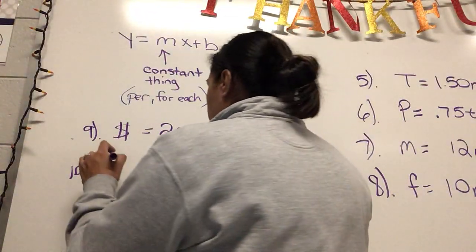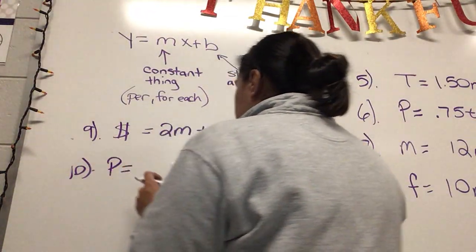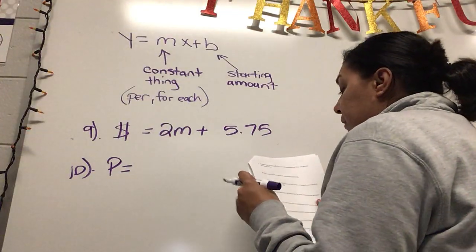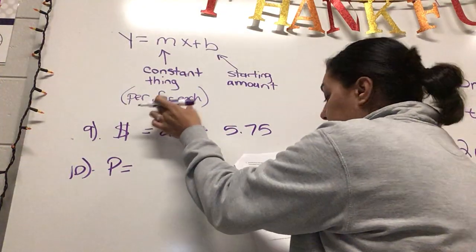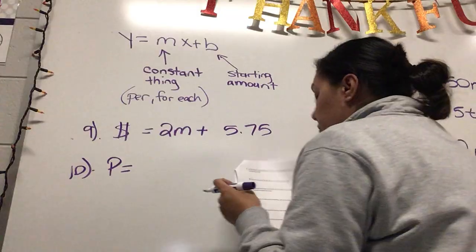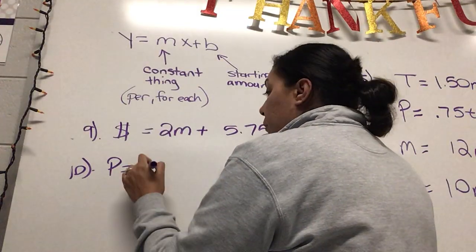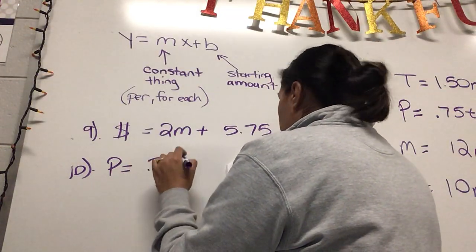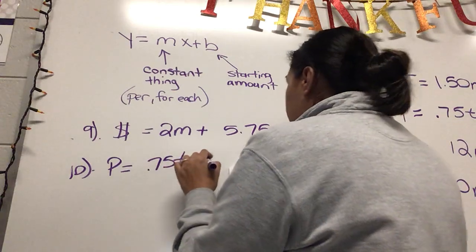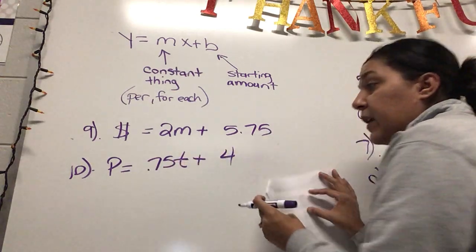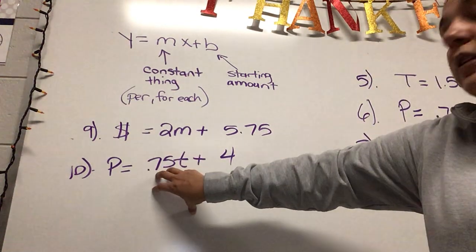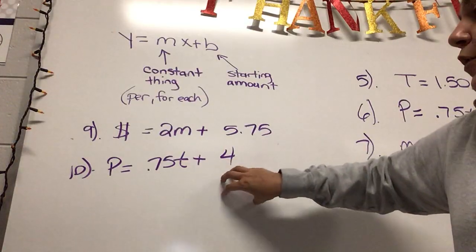But 10 is the price P of a cake is $4 plus 75 cents for each additional topping on the cake. Same thing, that keyword, for each. So you're going to have 0.75 per each topping T on the cake plus $4. No matter how many toppings you get on the cake, it's going to cost you at least $4.